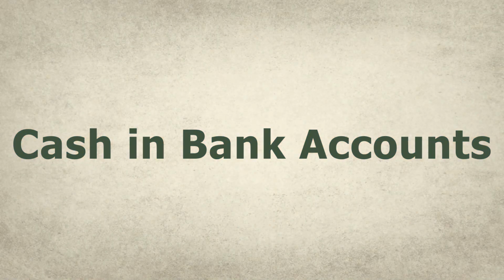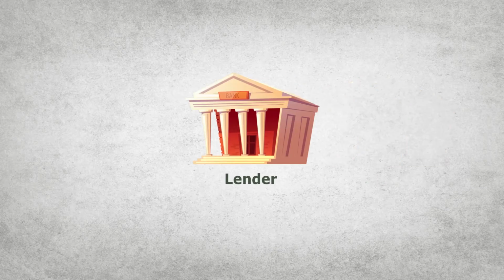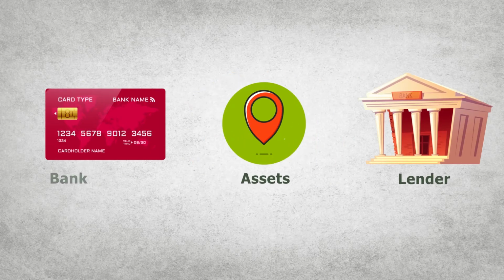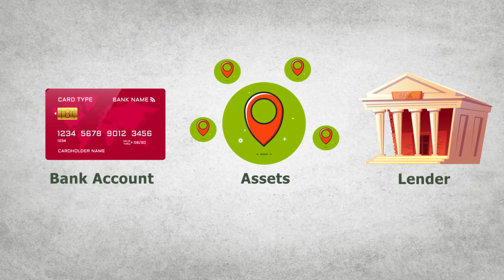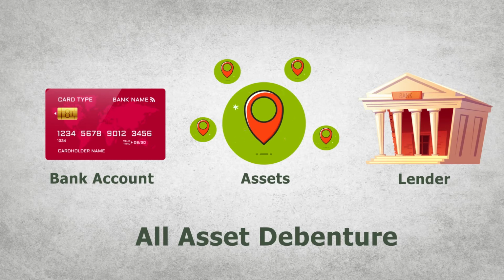Cash in bank accounts, as the name suggests, means that in event of default, the lender can claim assets that are present in the bank accounts of the borrower. Other assets of the company can also be claimed by the lender, and in some cases the lender can claim all existing assets of the company to cover the loan. This is called all-asset debenture.